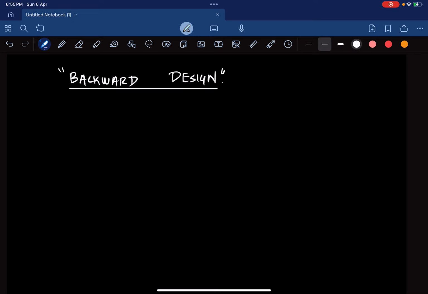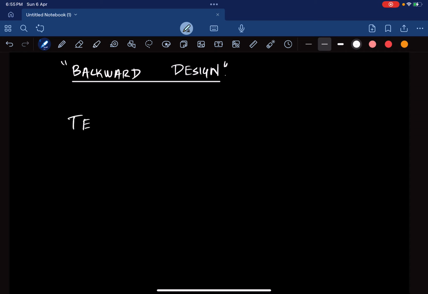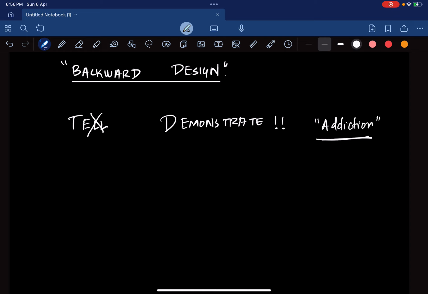What makes this presentation unique is that I'm not just going to tell you what backward design is. A simple GPT prompt or a Wikipedia or a Google search can tell you what backward design is in a matter of minutes. But I'm going to demonstrate how backward design can be used to plan and deliver a lesson. I've chosen the concept of addiction to demonstrate backward design, and my target audience is grade 12 students.